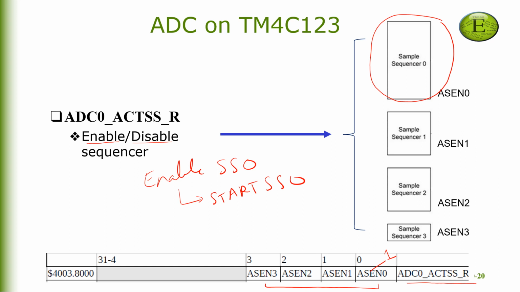will be turned on, and it is going to send the sequence to the analog to digital converter, unless there is a conflict with another sample sequencer, but that is going to be resolved with the help of the sample sequencer priority register, which we are going to discuss in the next slide. But this register ADC0 ACTSS is essentially the on-off button for the sample sequencer.